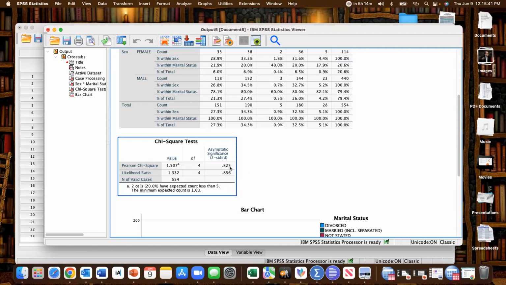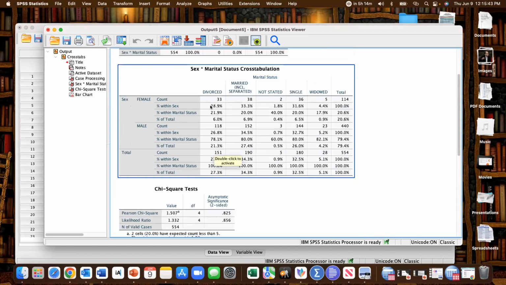We can clearly see that there's some discrepancies within the sample. You know, we have this 21% being female and 78% being male, right? And there's a little difference within women. There seem to be more men who are married in our sample that are divorced than women.